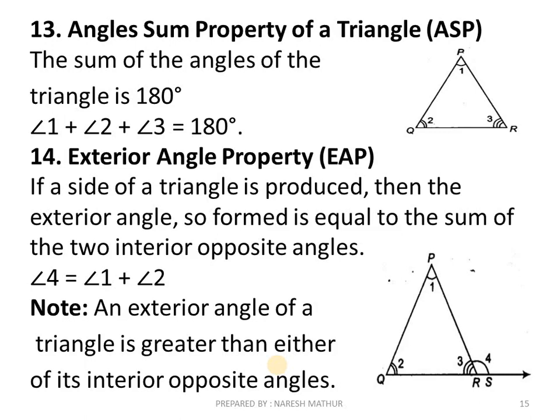The next property is the angle sum property. We know this property very well. That is, the sum of the angles of a triangle is 180 degrees. Angle 1 plus 2 plus 3 equals 180 degrees.